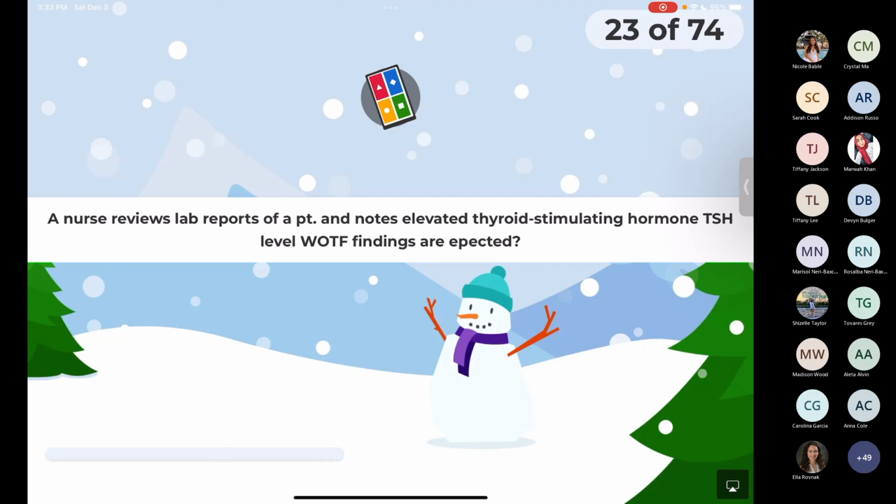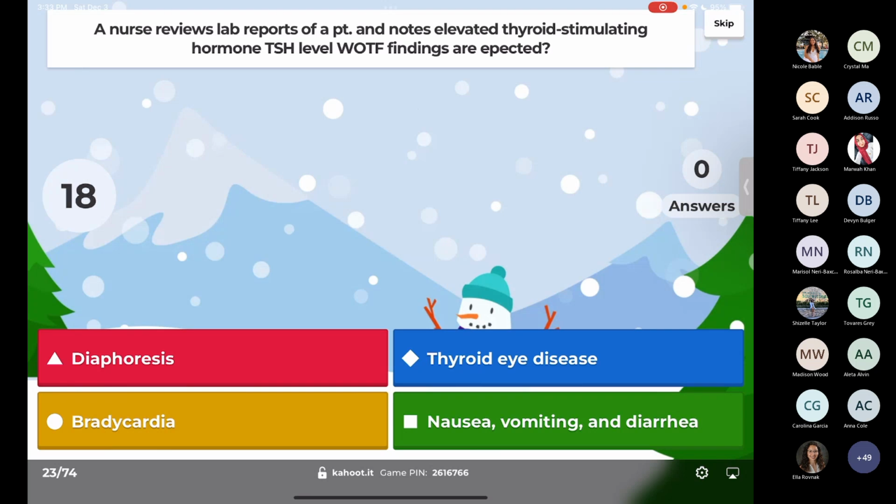A nurse reviews lab reports of a patient and notes elevated TSH levels. Which of the following findings are expected? So if I have an increase in TSH, what do you think is happening?